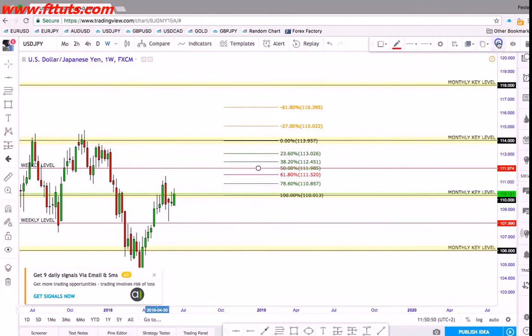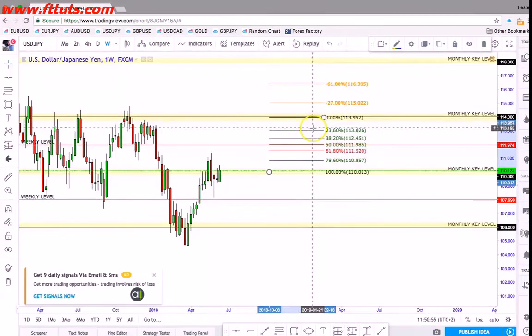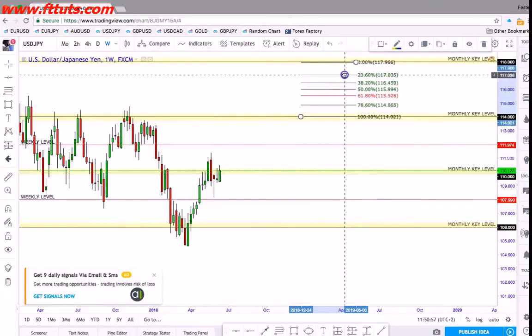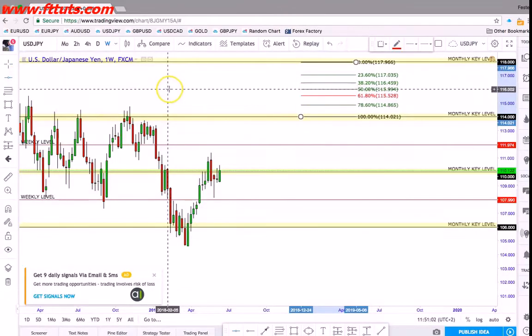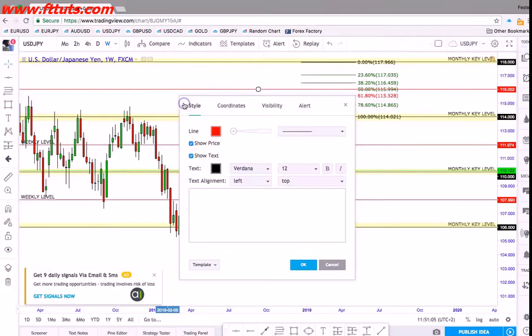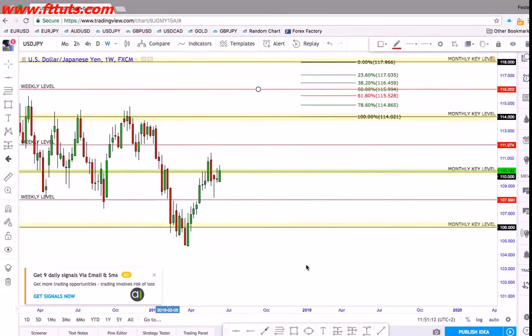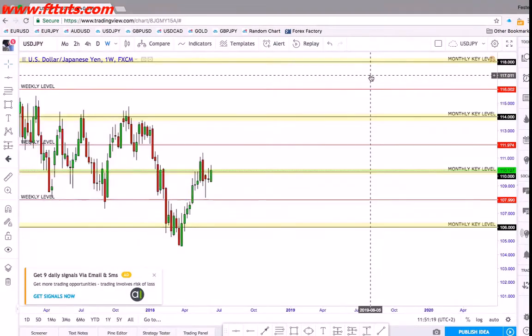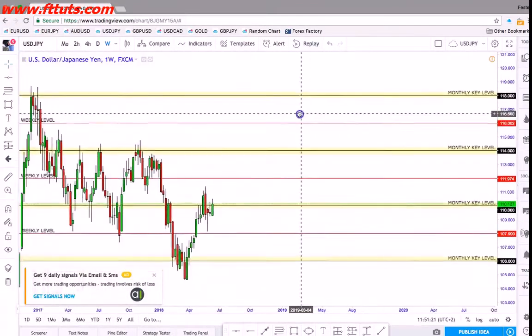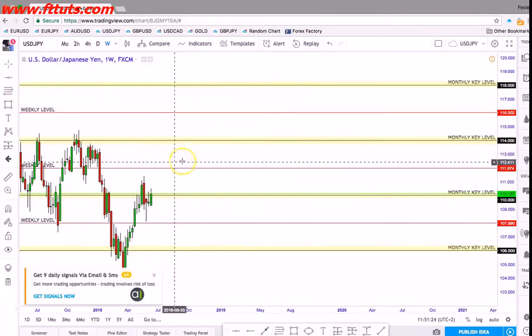Lock it in. Don't forget to lock them, guys. Please. 115. Perfect. Awesome. So there's our weekly levels locked in, locked and loaded. And that took us about 5 or 10 minutes. But now we have perfectly marked up monthly levels, nice weekly key levels.